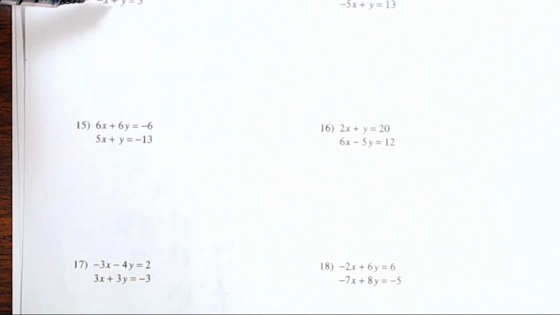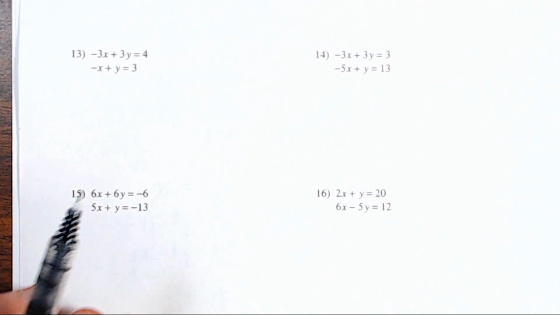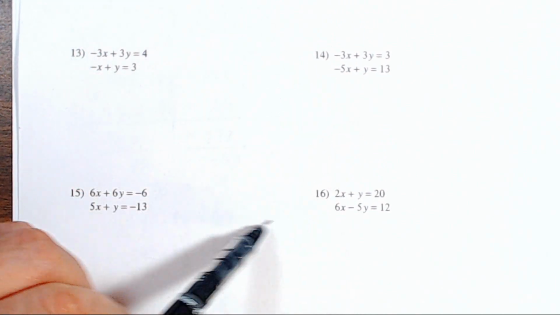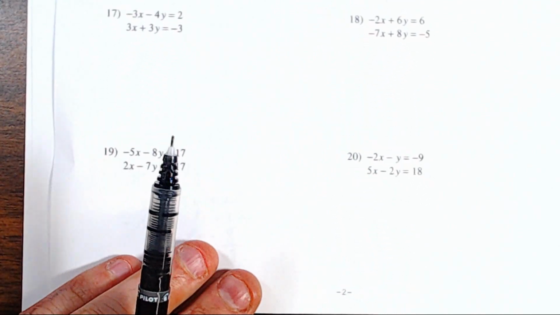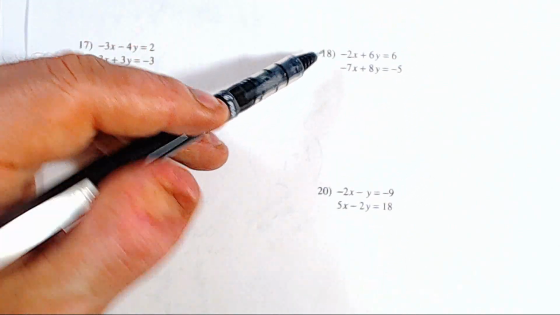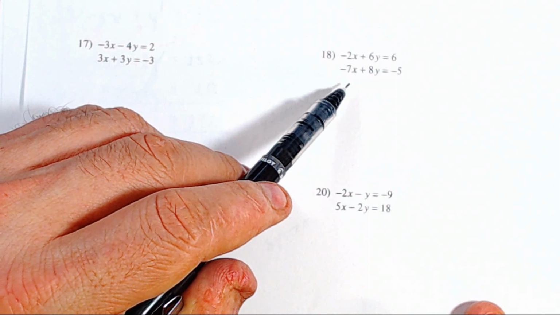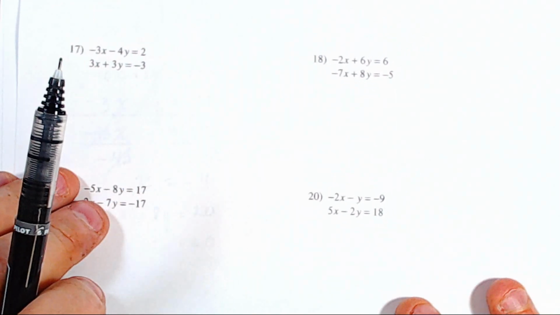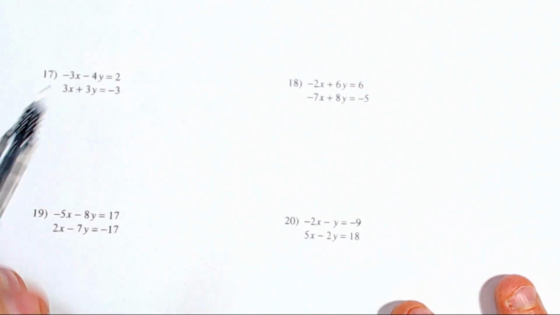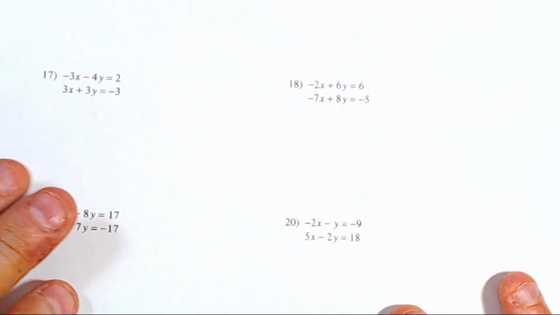Okay, number 13, we don't want to use elimination, so let's see. Let's look down here at 18. 18 looks like that would be a really good one. So let's look at number 18, and we won't use elimination on this one. So we're going to write this down. Good call.